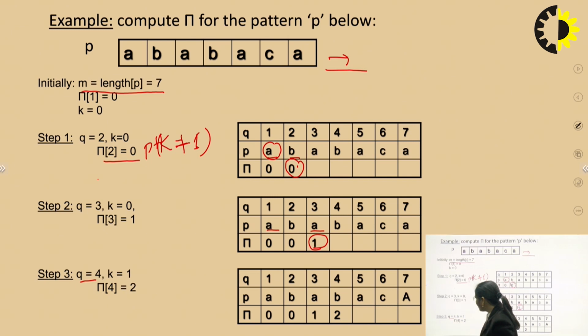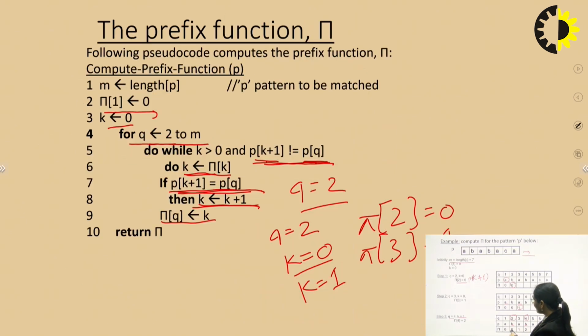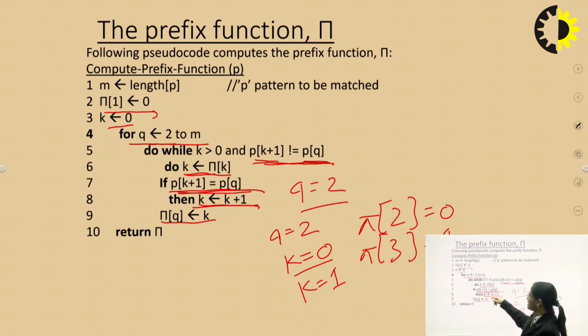We have to put q equal to 4. We know that the value of k equals 1. So what do we have to do? We have to compare p[4] with p[k+1], that means we have to compare p4 with p2. In this case, a match occurs. If a match occurs, then we have to increment the value of k by 1. So k equals 1, we increment it, and the value of k is set to 2.